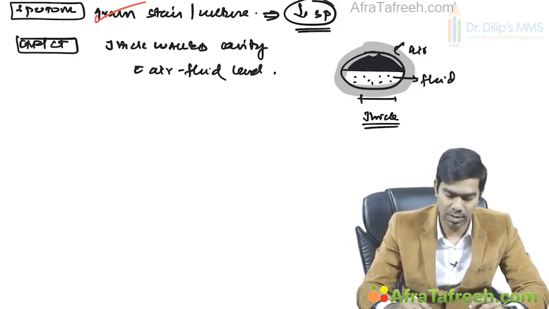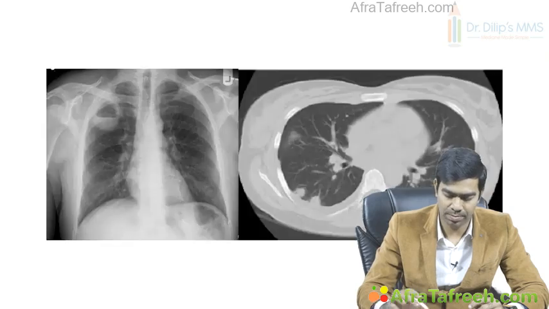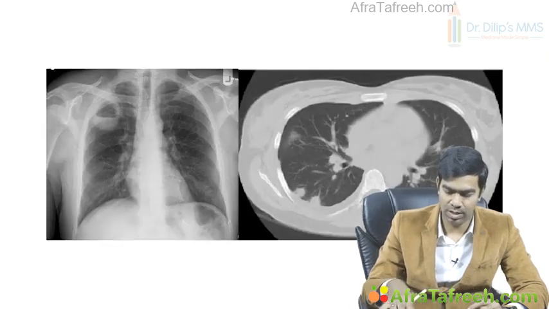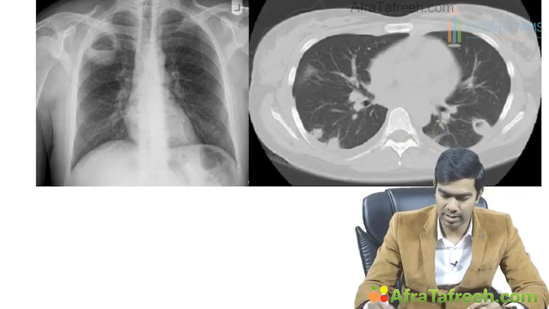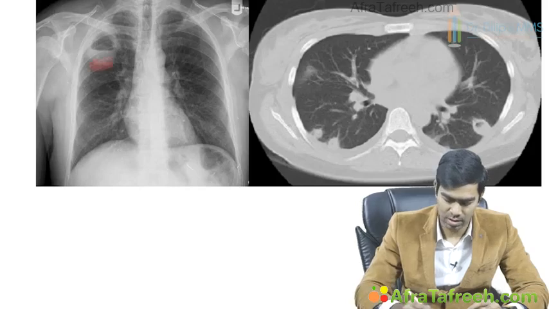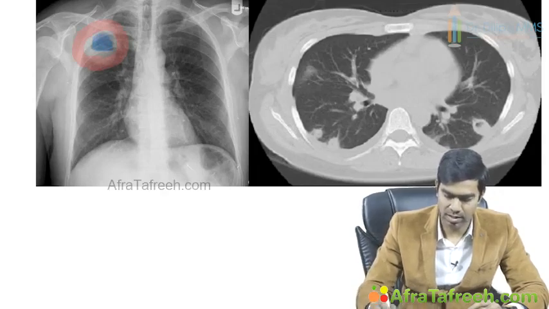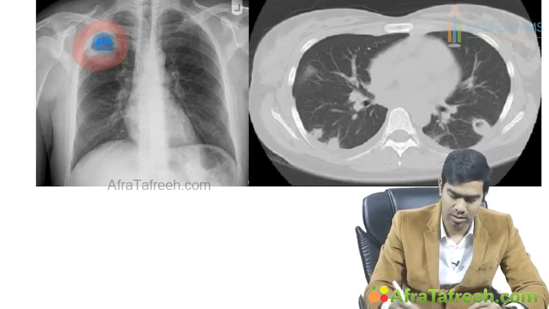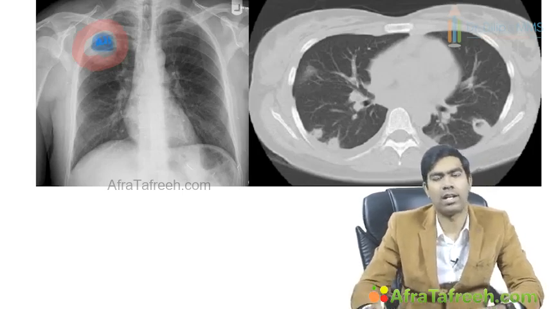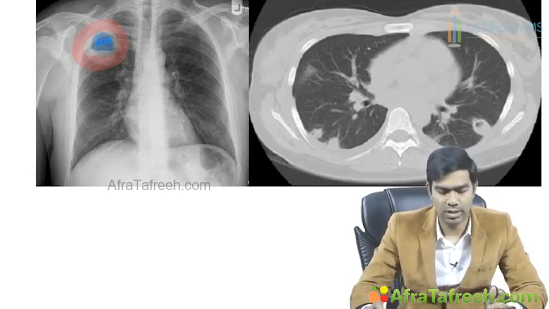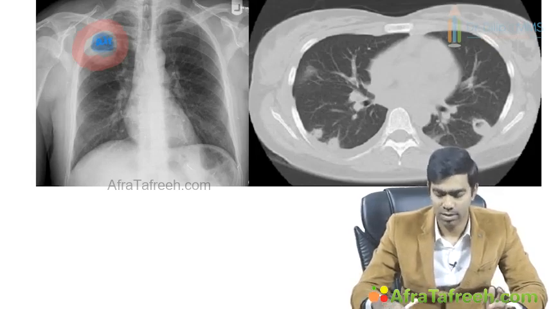So we can see the image so that you will understand better. So this is the image you can see. So you can classically see a thick-walled cavity with the air fluid level. Okay, this is air. You are seeing in the right upper lobe, isn't it? So this is a classical image of a lung abscess.